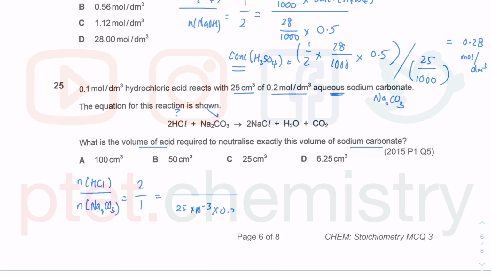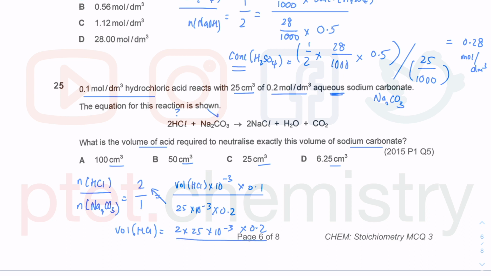So that thing times 0.2. On top, I have the volume of the HCl in cm cube, and therefore I do times 10 to the minus 3, and then I multiply by the concentration, which is 0.1 mole per dm cube. Right, so volume of HCl is going to be, move this up there, so 2 times 25 times 10 to the minus 3 times 0.2, and then move the 0.1 times 10 to the minus 3 down there. So that will be divided by 0.1 times 10 to the minus 3.